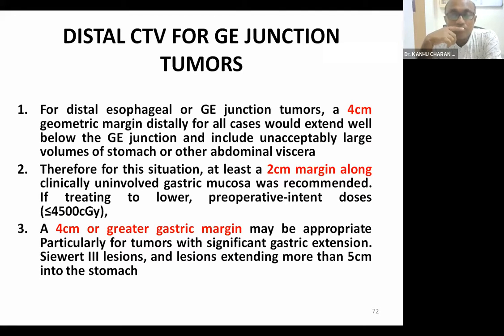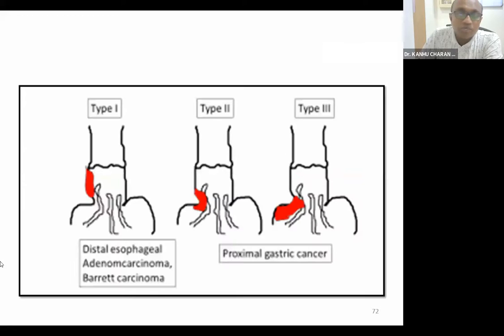In this one, at least a 2 centimeter margin along clinically uninvolved gastric cardia is recommended. A 4 centimeter or greater gastric margin may be appropriate for lesions with significant gastric extension, like Siewert 3 lesions, extending more than 5 cm into the stomach. So if you have a Siewert type 3, where the epicenter is 2 cm below the GE junction, better go ahead with these things. So this is type 1, type 2, type 3. Mostly esophageal is Siewert 1, Siewert 2 is mostly at the GE junction, and Siewert 3 is mostly stomach origin.